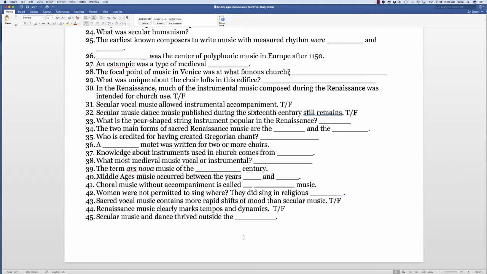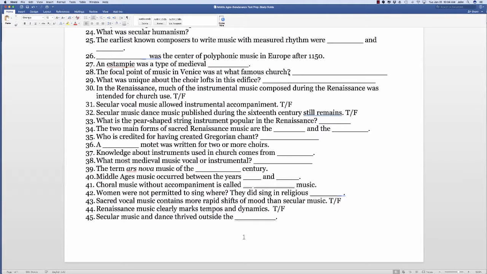37. Knowledge about our instruments used in church comes from where? Well, today what we have comes primarily from pictures and literary descriptions. 38. Was most medieval music vocal, or was most medieval music instrumental? Well, it was vocal. 39. The term Ars Nova, remember Ars Nova being the new music, became during what century? It was during the 14th century, during the 1300s.